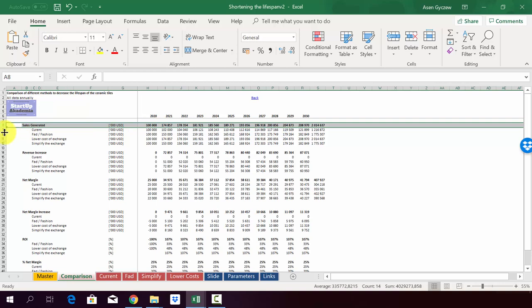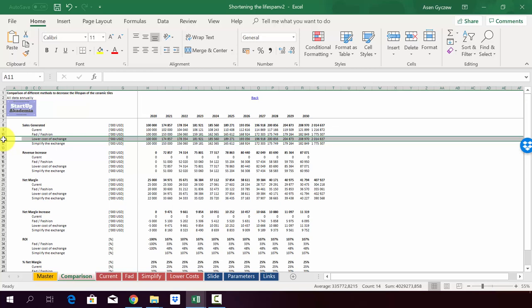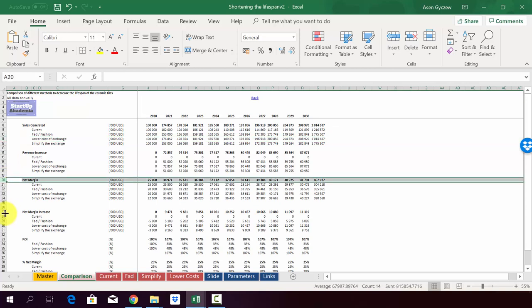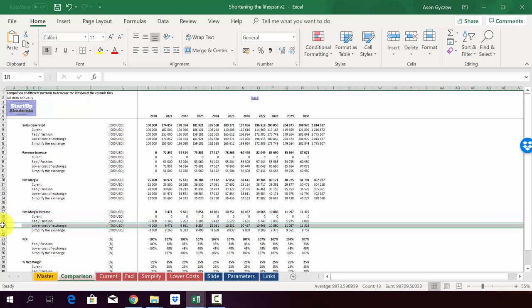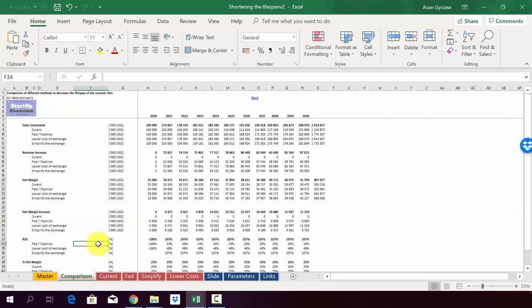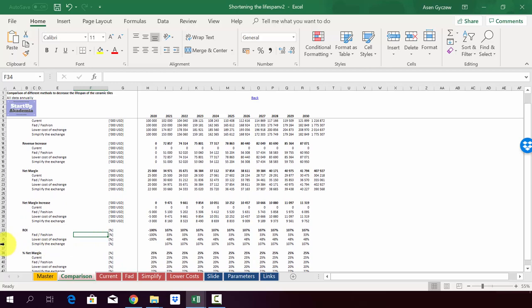So as you can see, the sales generated, the maximum is suggested here. We obviously can see that in terms of the revenue, the best option is lowering the cost of exchange. The fashion and simplifying the exchange give you roughly the same results. Now, when it comes to the net margin, we also have the net margin increase. So the biggest net margin increase is again for lowering the cost of exchange. When it comes to return on investment, simplifying the exchange is actually the best option.